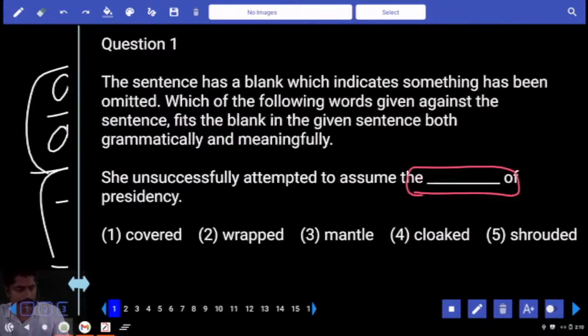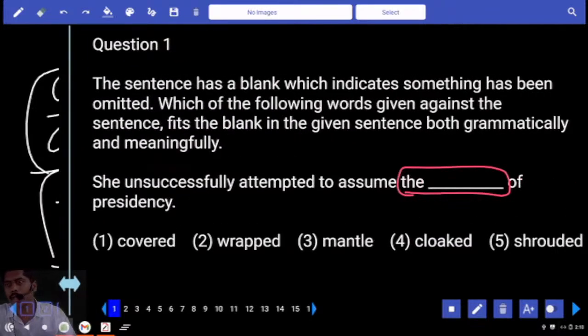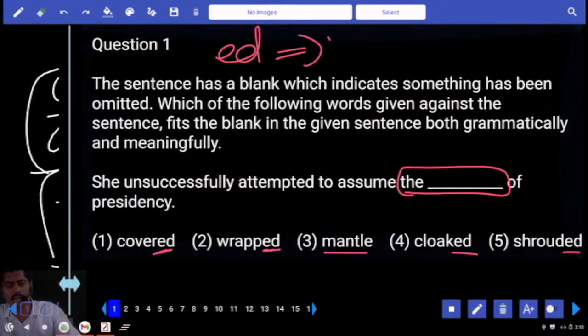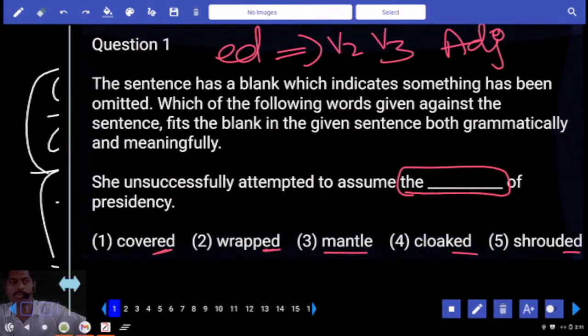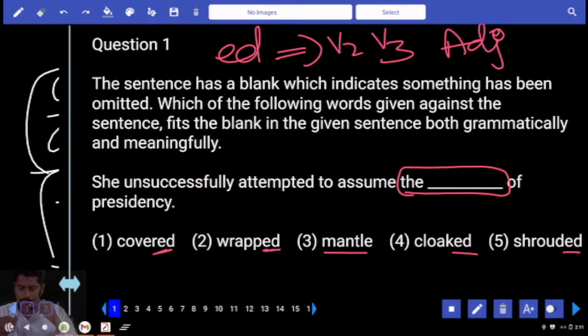Now that the dash is given, what do I require in the blank? I require only a noun. ED cannot be a noun. Mantle may be the one. So ED, generally, what do we call ED? ED is either V2 or V3. Sometimes they also act as adjectives. So definitely 1, 2, 4, 5 are not possible. Answer: third option, mantle.